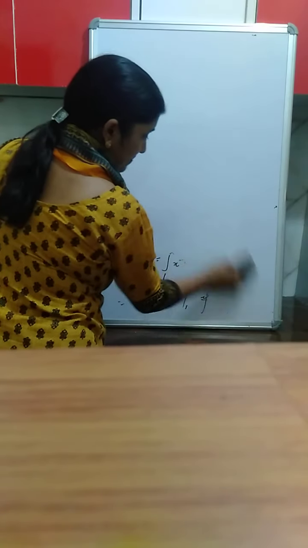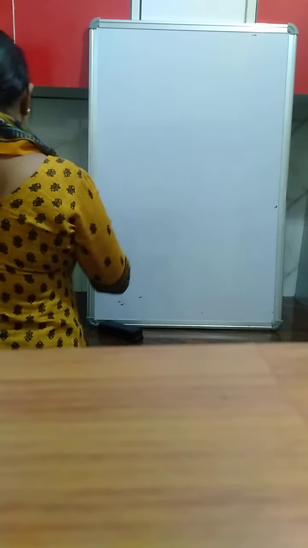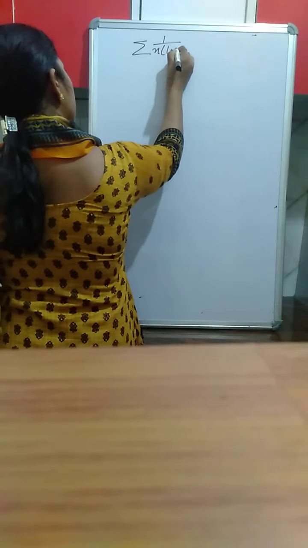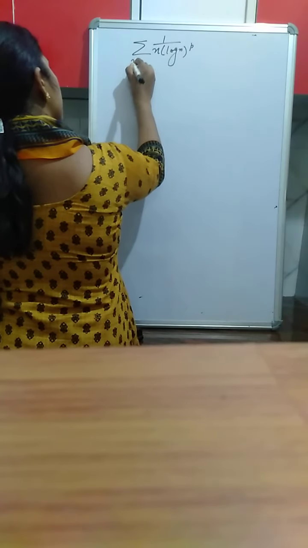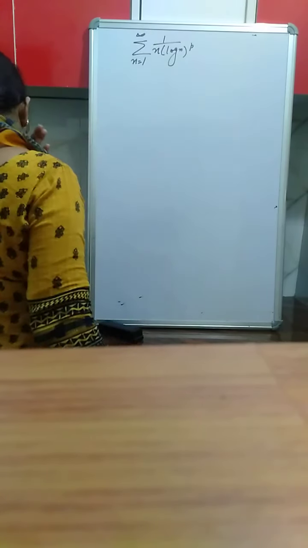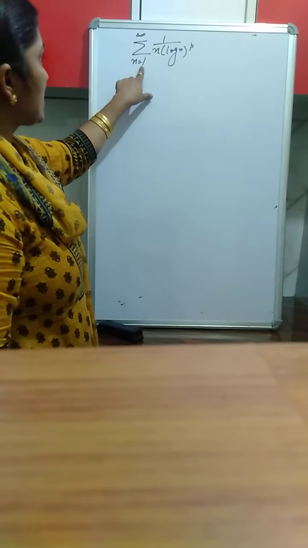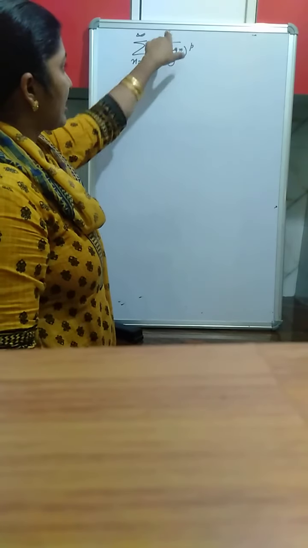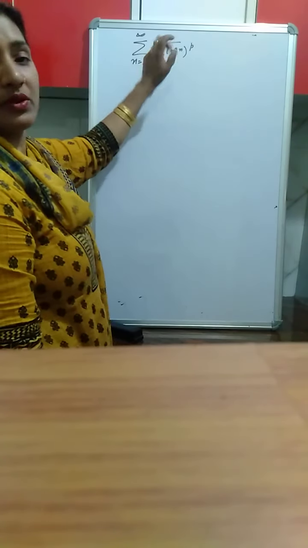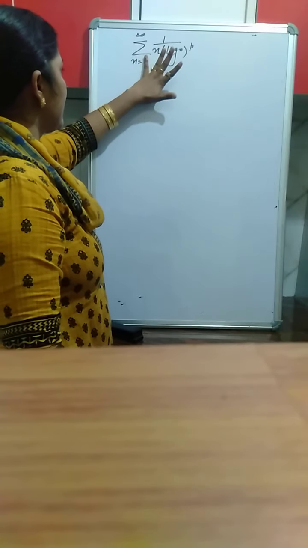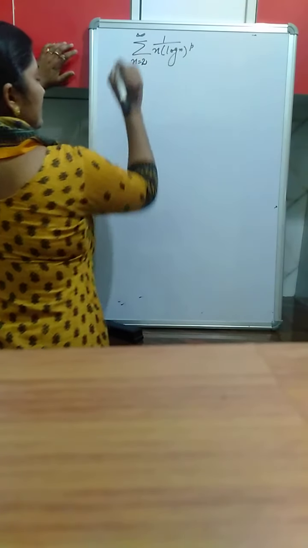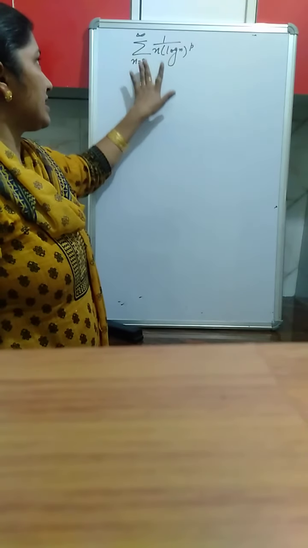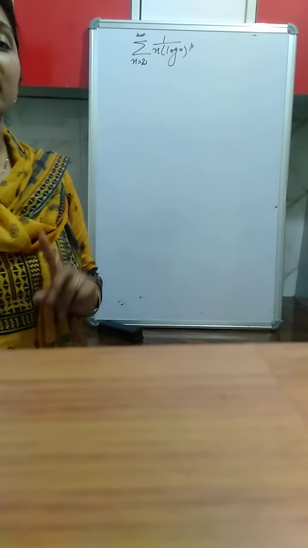This is again a very important series and also used in many tests. Test the convergence of the series summation 1 upon n log n raised to the power p, n varies from 1 to infinity. See, if we take n equal to 1 over here, log 1 is 0 and 1 upon 0 is infinity, so we will skip here, n equal to 1. We will take from n equal to 2, that part we have skipped. Summation n varies from 2 to infinity, you have to check the convergence of this series.